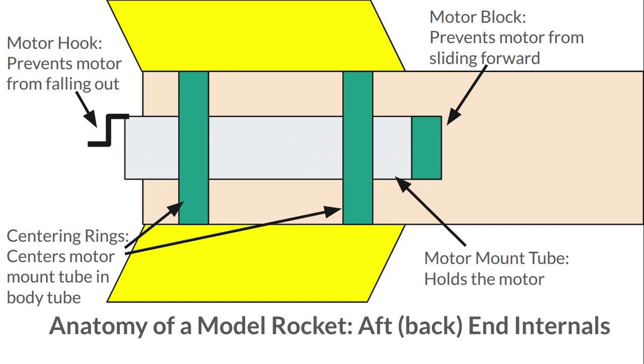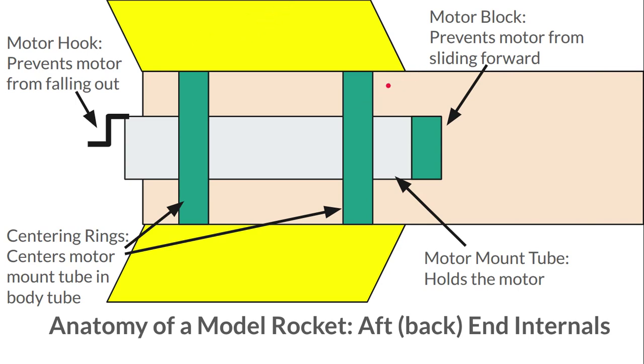Anyways, the next part, this is the aft and internals. And this is what goes on the inside of the back of a rocket. So here you have, this is supposed to be the body tube. It's transparent in this diagram. You can see the fins. So these are the centering rings.